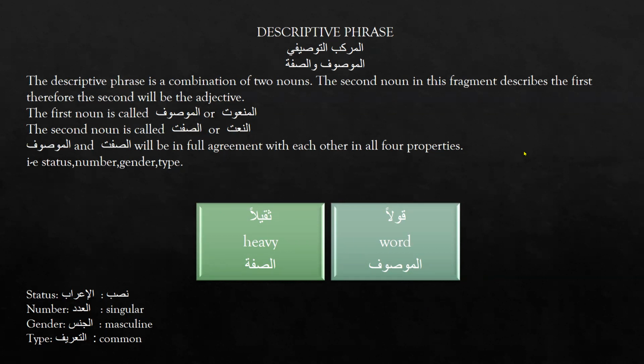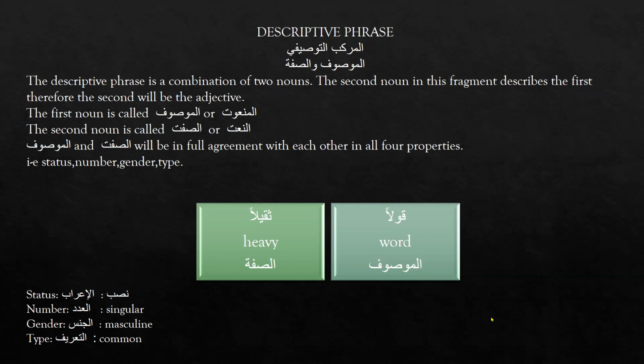Okay, so now the important thing that we are going to learn in this Mawsuf Sifa fragment is that these two words will be in full agreement with each other in all four properties of an ism. And we are already well aware of the four main properties of ism, that is status, the i'rab, number, the adad, gender, the jins, and type, the tarif. So this Mawsuf Sifa fragment will be in full agreement. Like for example, this word given here, Qawlan Sakilan, let's see their four properties.